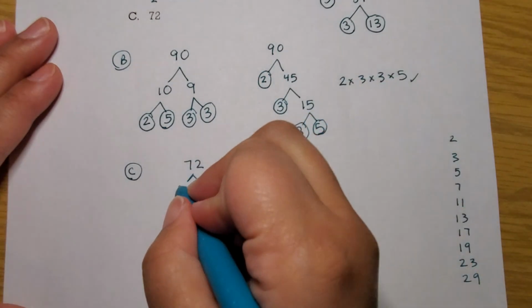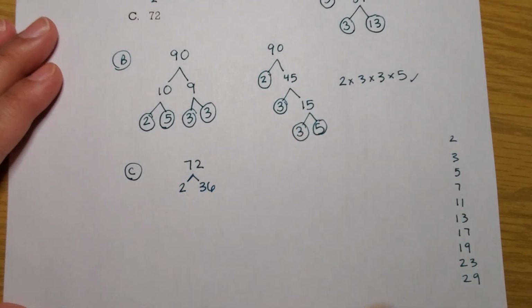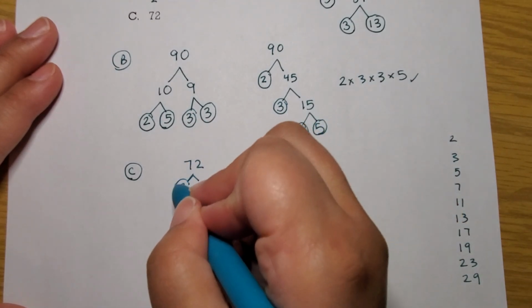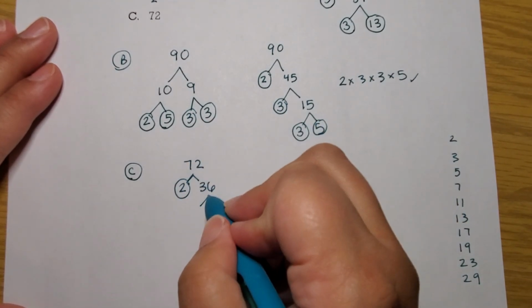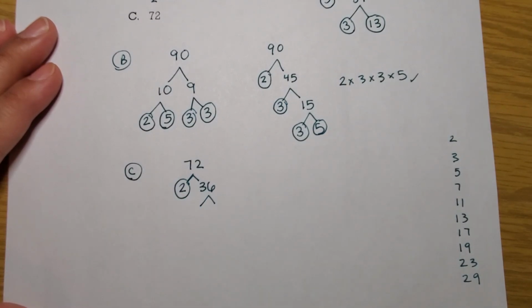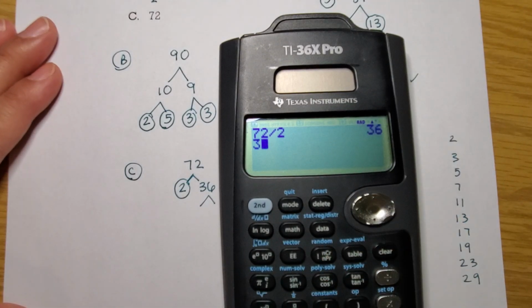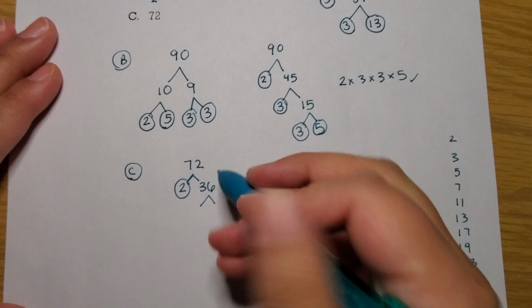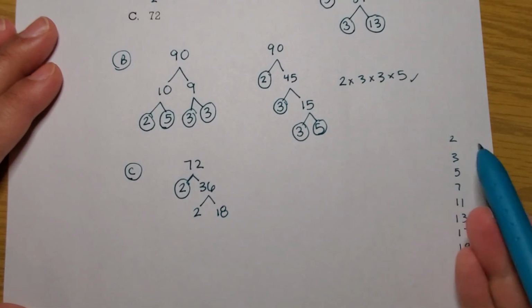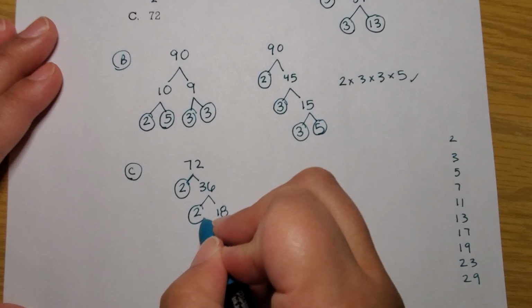So we have 2 and 36. Now, 2 is my very first prime, so let's circle that. Now, I'm going to try the last number I tried into 36. So I'm going to try 2 again. And it works. I get 18. So we have 2 and 18. 2 is still prime. That's not going to change.